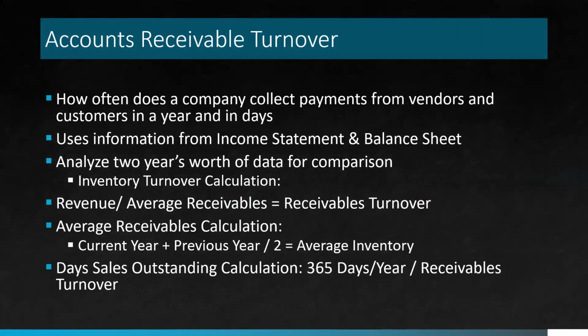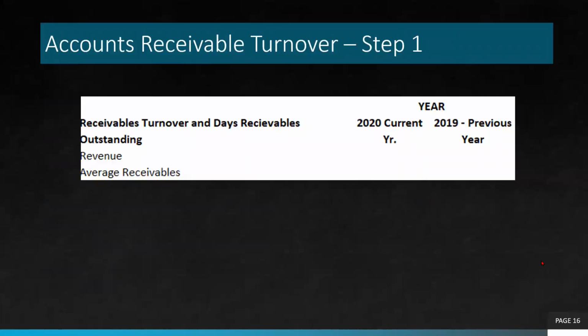Next, we're going to talk about accounts receivable turnover, and this is how often a company collects payments from vendors and customers in a year and in days. Again, it uses the information from the income statement and balance sheet. We need 2 years worth of data from the income statement, and we need 3 years worth of data from the balance sheet. And instead of cost of revenue or cost of goods sold, the receivables turnover uses revenue from the income statement.